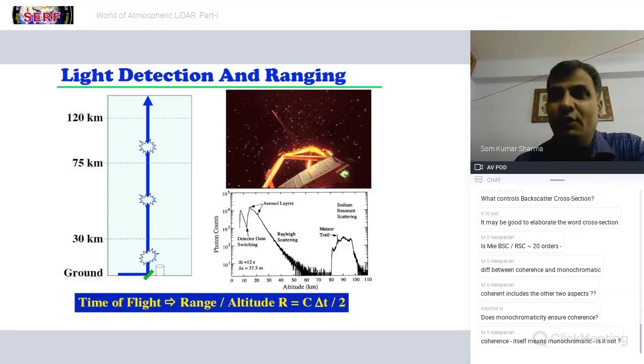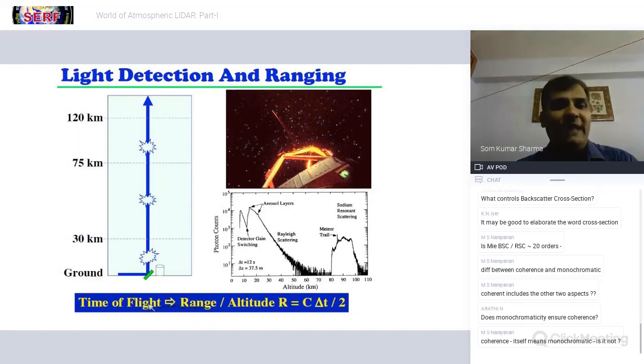So range is equal to 3 × 10^8 meters per second, that is the velocity, multiplied by time. You want the time delay, which is measured by the radar or LIDAR, and simply you can get the range. So the formula is written: the range R, or altitude, whatever you say, is C, the velocity of light, multiplied by delta t, how much time it took. But you see here it is divided by 2.